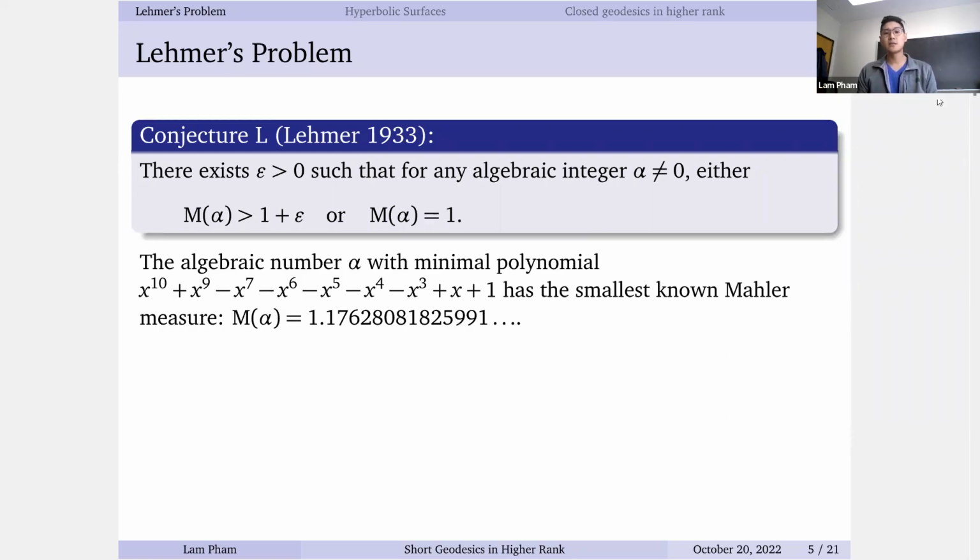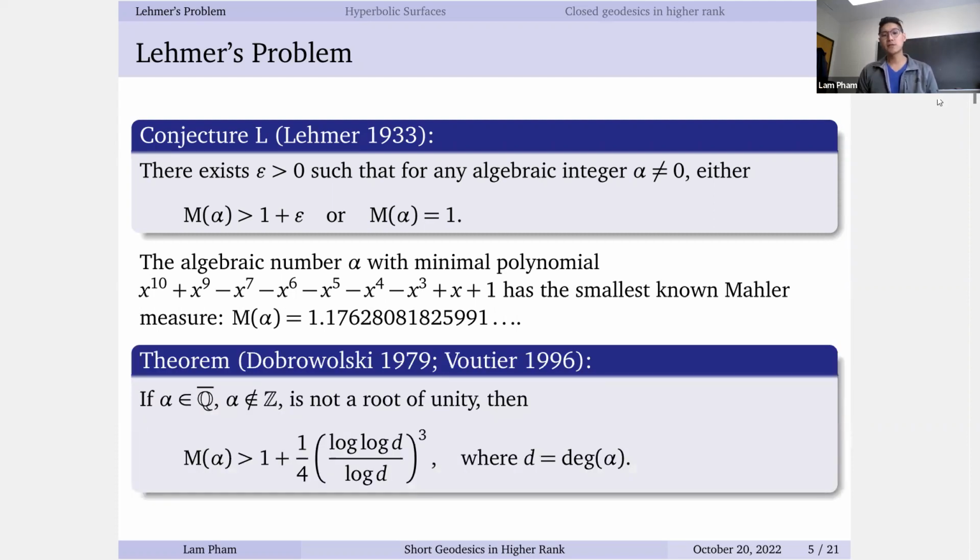So why is it considered widely open? We just try to compute different Mahler measures, and actually there is a candidate for the smallest one, which is this polynomial, and we have never found any algebraic integer with a smaller Mahler measure. It's widely expected that this should be the correct lower bound. So if someone ever finds something slightly lower, that would be quite interesting already.